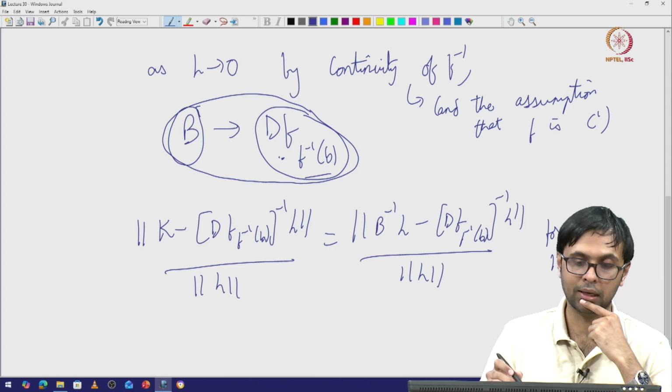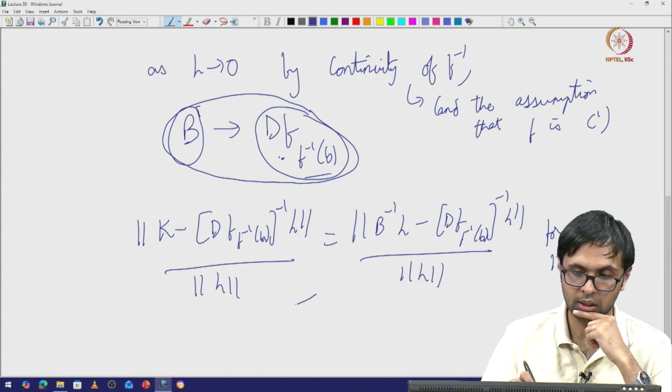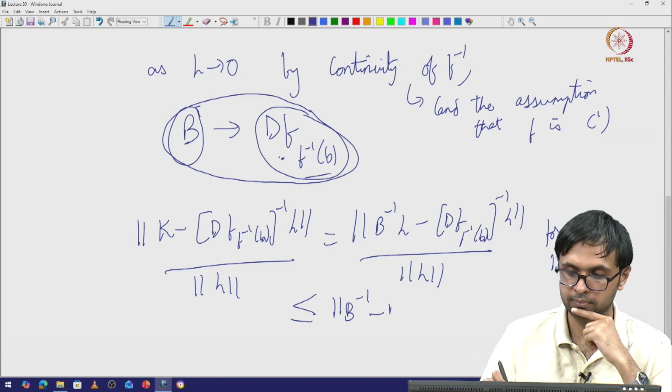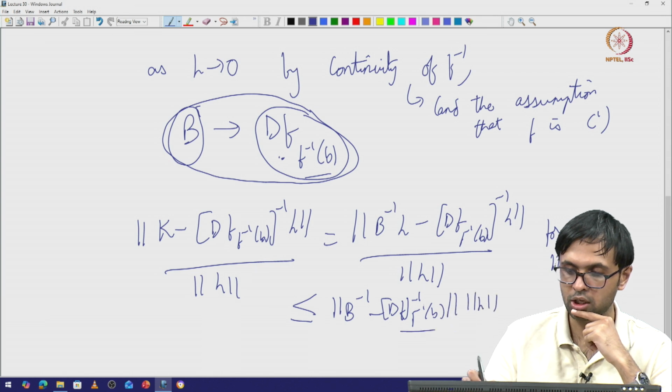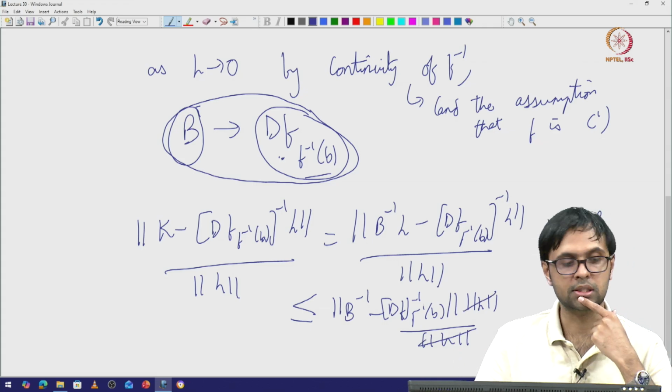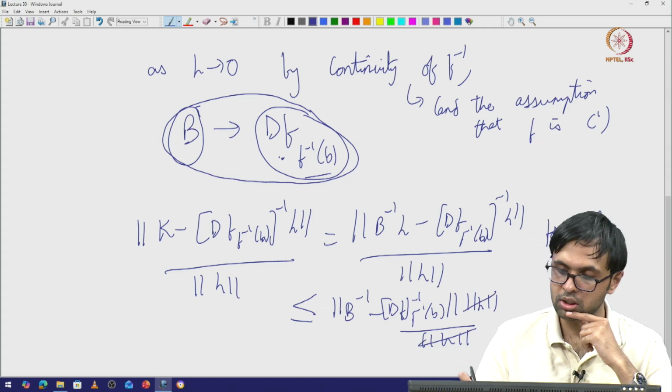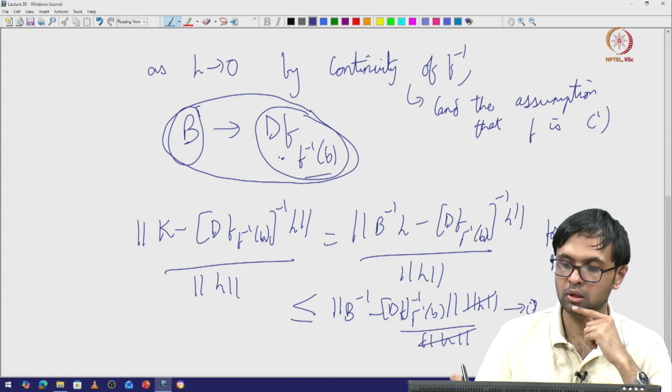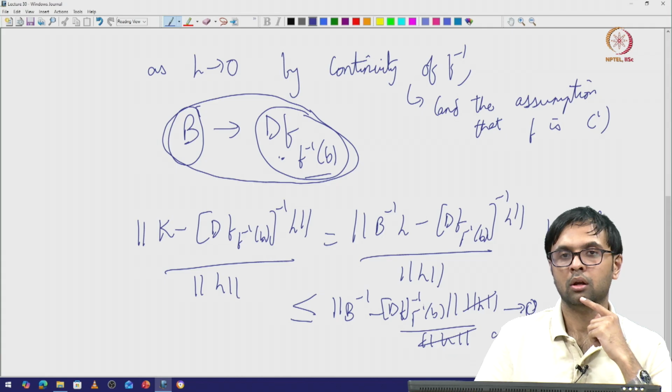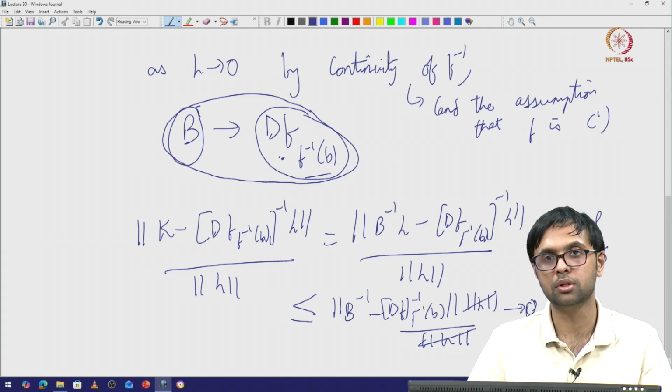Okay, so now at this point we can say that this is less than norm df inverse times norm h by h, because these are matrix norms. These two cancel each other out, and this goes to 0 as h goes to 0. Why does this go to 0 as h goes to 0?